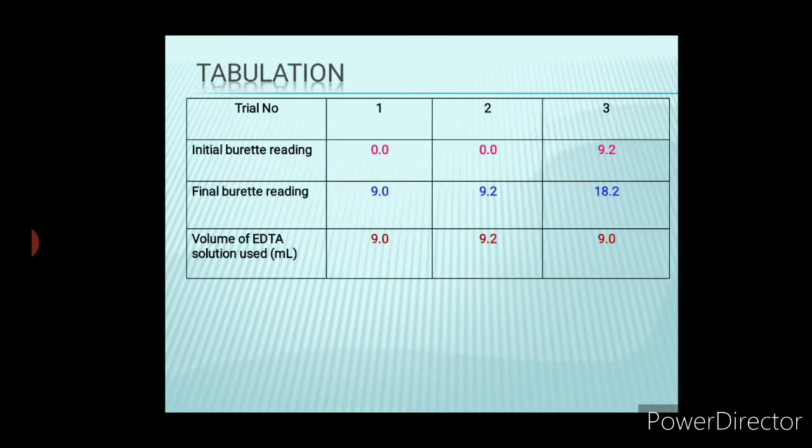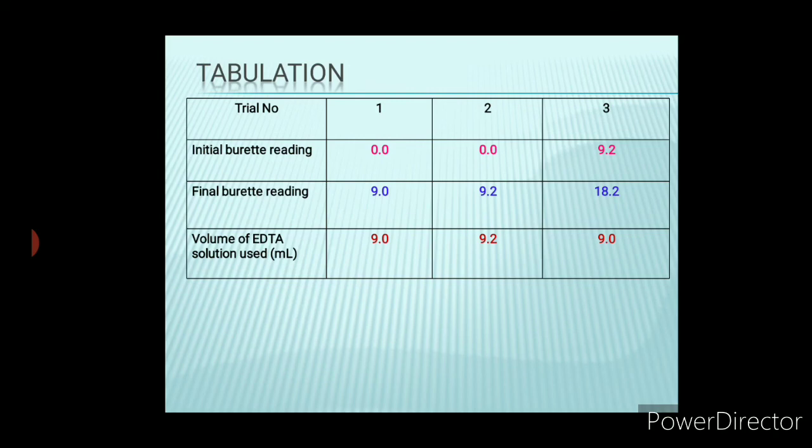After doing this, we get burette readings. How do we represent the burette readings in the tabulation? In this manner we need to express our burette reading. Suppose the initial burette reading was 0, and the final burette reading is 9.0, then the volume of EDTA solution used becomes 9.0. For the second trial, if we have refilled the burette and get 9.2, the volume of EDTA solution will be 9.2. Once again I can refill the burette and do the third trial, or I can start from where I stopped. That means 9.2 becomes the initial burette reading.